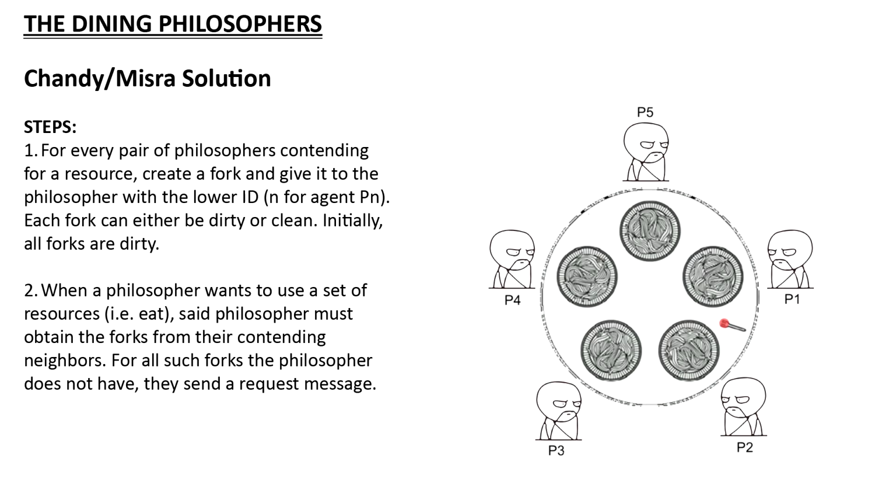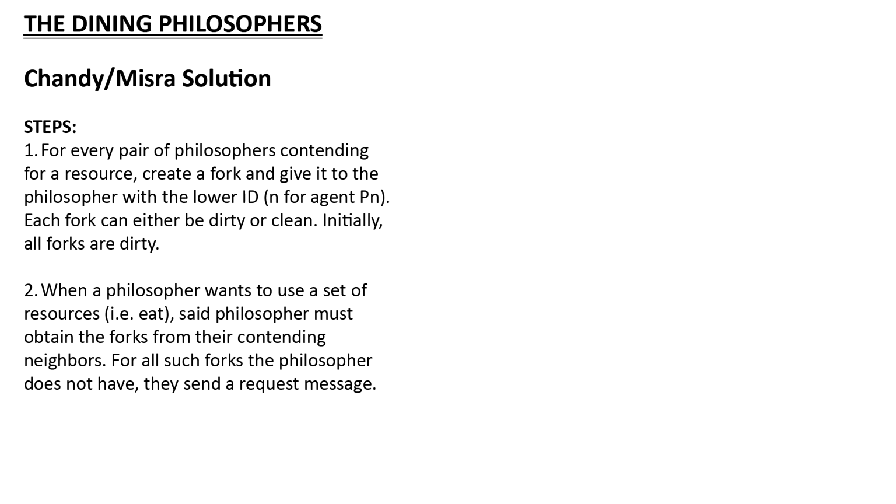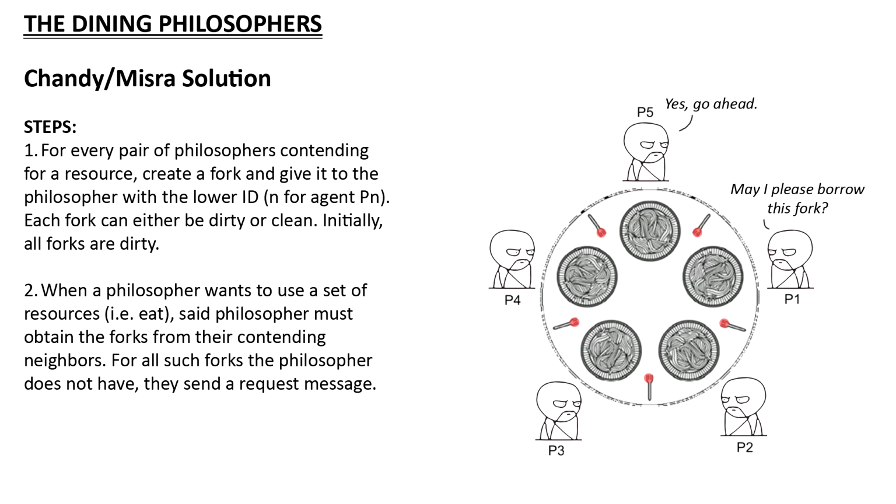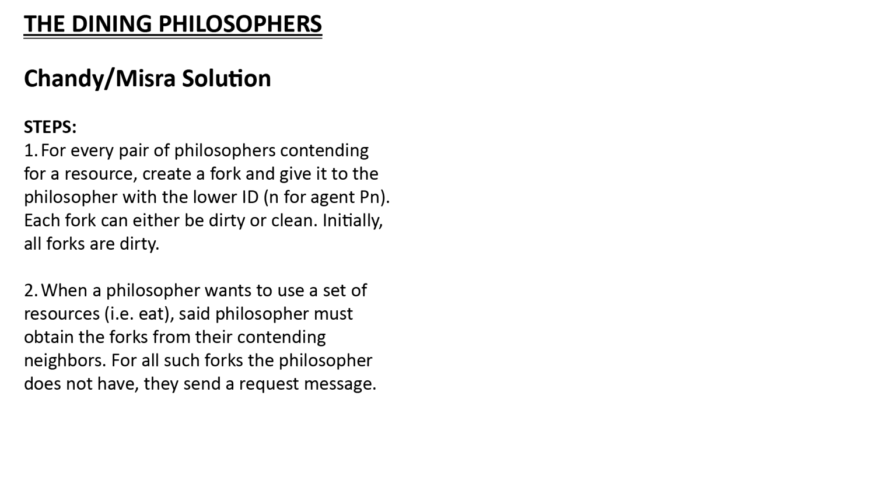For the first one, for every pair of philosophers contending for a resource, create a fork and give it to the philosopher with the lower ID. Each fork can either be dirty or clean, but initially, all forks are dirty. Second, when a philosopher wants to use a set of resources, said philosopher must obtain the forks from their contending neighbors. For all such forks the philosopher does not have, they send a request message.